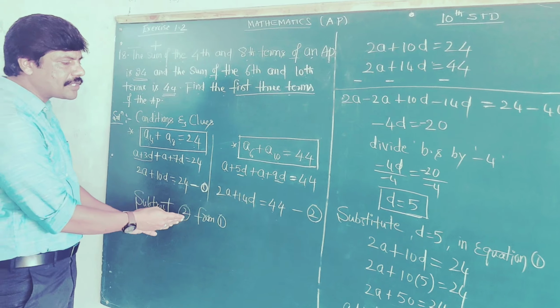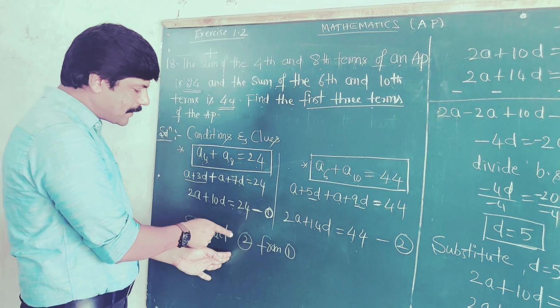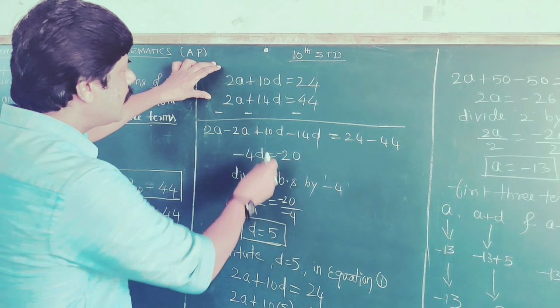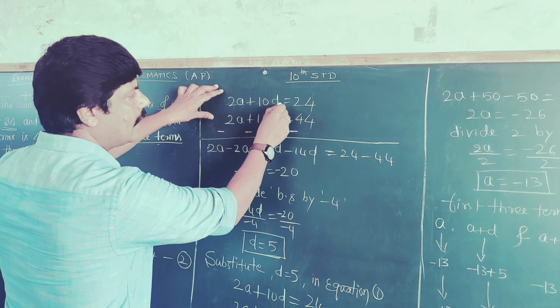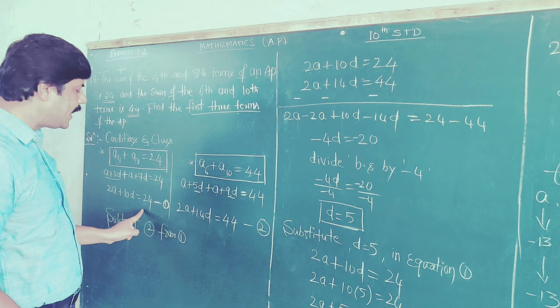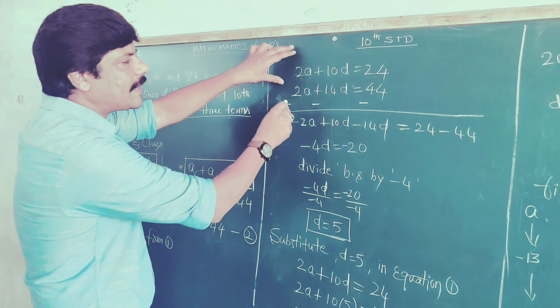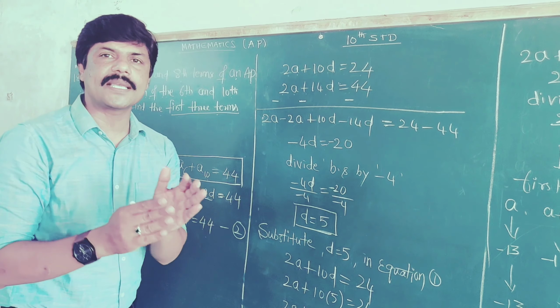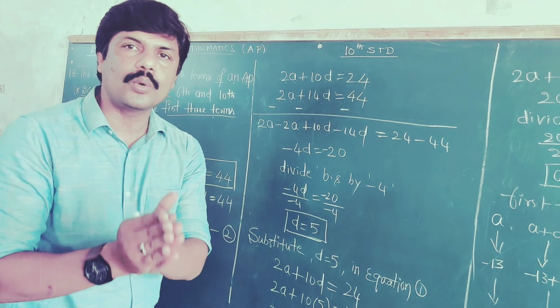Now subtract equation 2 from 1. It is written here: 2A plus 10D is equal to 24. This is equation 1, from which we are subtracting equation 2, 2A plus 14D is equal to 44. When you are subtracting in the elimination method, make sure that you are changing the sign.